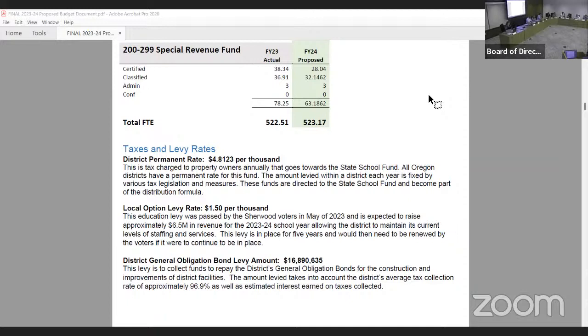Madam Chair, with huge thanks to the voters of the Sherwood School District, I make a motion to approve the 2023-24 levy of the district's permanent rate of $4.8123 per $1,000 of assessed value. Further, to approve the local option levy for $1.50 per $1,000 of assessed value. And finally, to also approve the levy amount of $16,890,635 for debt service. Do I have a second? I'll second it. Okay, all those in favor say aye. Aye. Opposed? That is an 8-0 count.